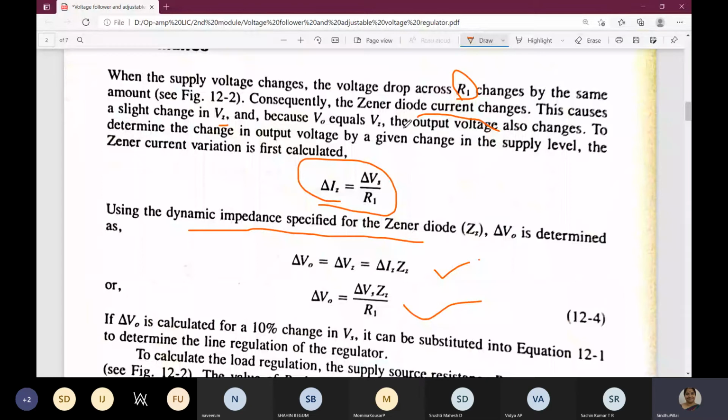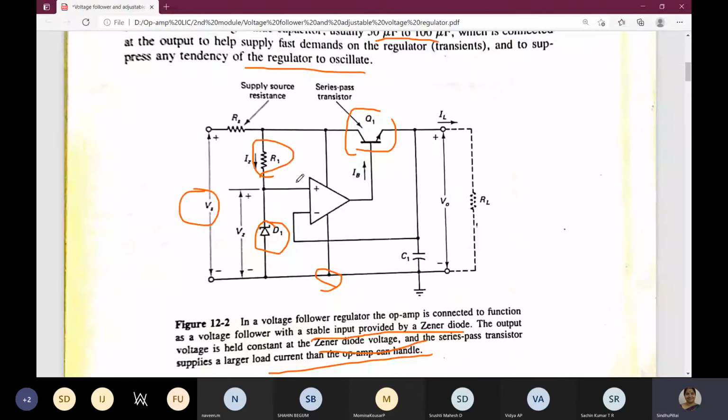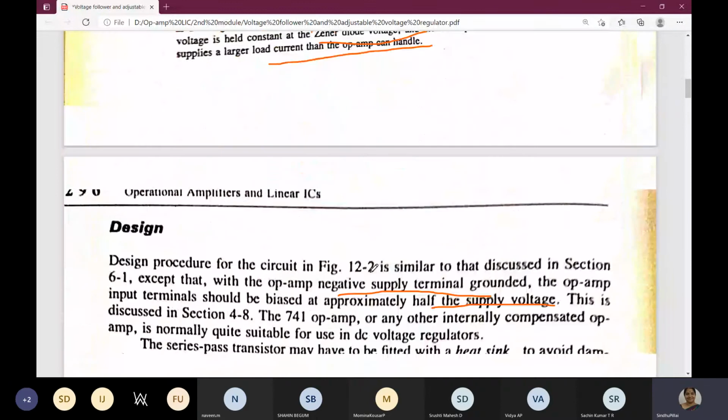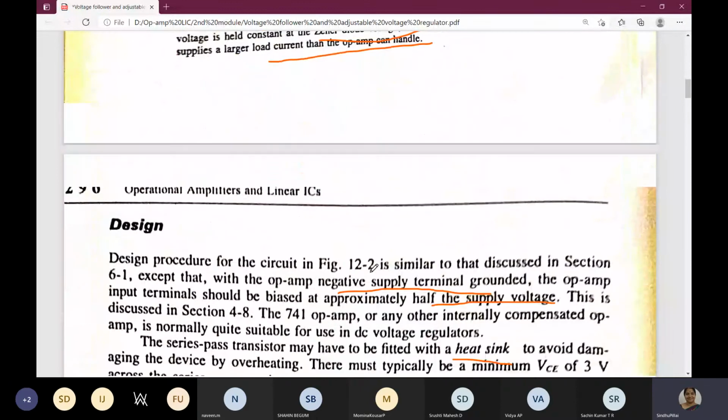Whenever the supply voltage Vs changes, there will be a change in R1 also, because the current will change. So there will be a drop across R1. Similarly, there will be a change in the Zener diode voltage also. All of that is connected together. Consequently, the Zener diode current also changes.